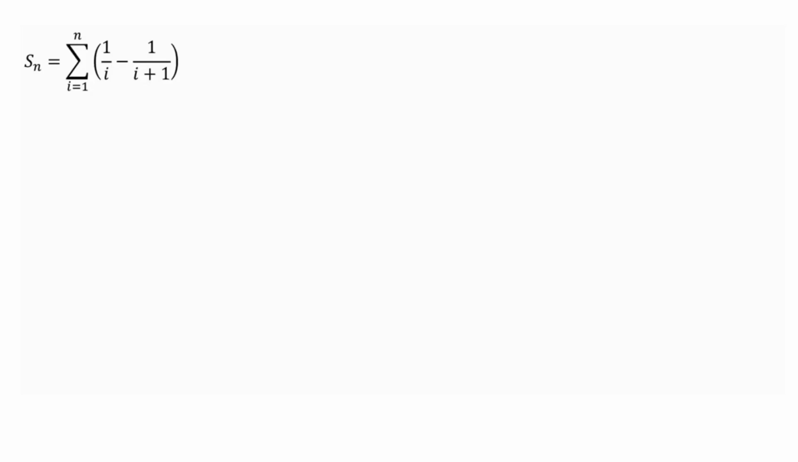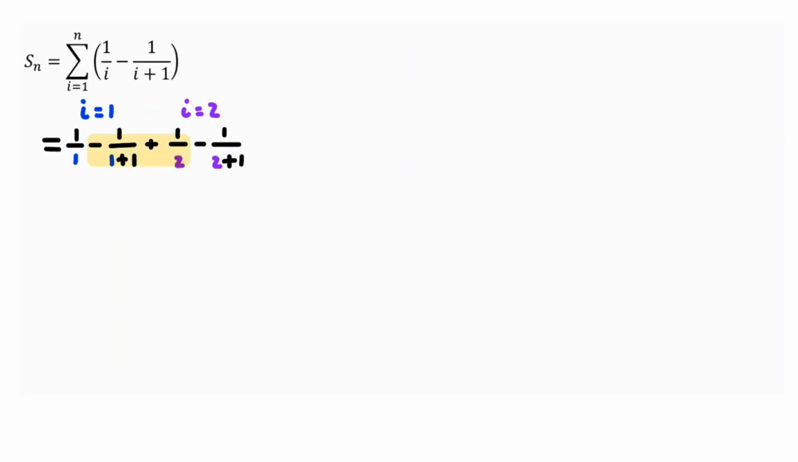Today's video we're going to evaluate the summation from i equals 1 to n of 1 over i minus 1 over i plus 1. We'll start off with what happens when we substitute i equals 1 in, and we'll get 1 over 1 minus 1 over 2. Then let's do i equals 2. We get 1 over 2 minus 1 over 3.